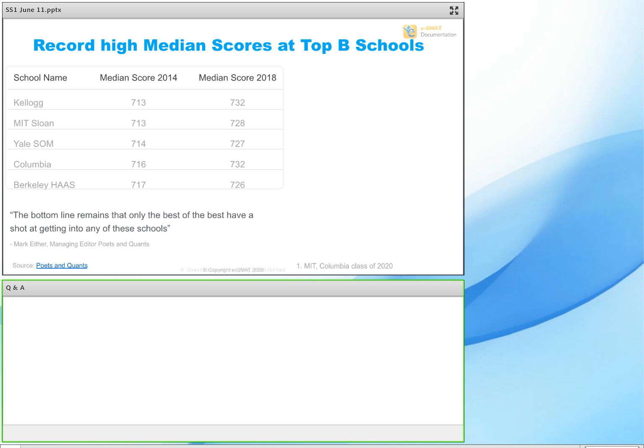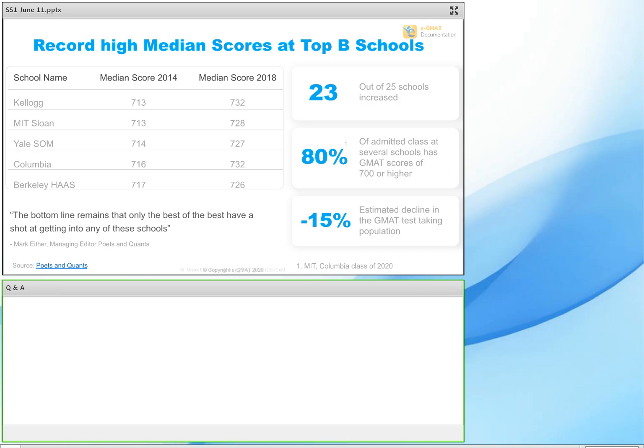Again, here is some data to back those claims. You can see how median scores at top B schools have trended, and this is data from 2014 to 2018, and even in 2021, these numbers have remained there more or less. Essentially, we've seen this trend at a majority, in fact 95% or more, of top B schools. There are certain B schools that give out more elaborate stats, schools such as Sloan and Columbia, and over there 80% of the admitted class has a GMAT score of 700 or higher.